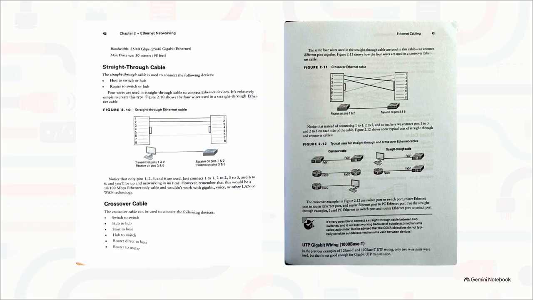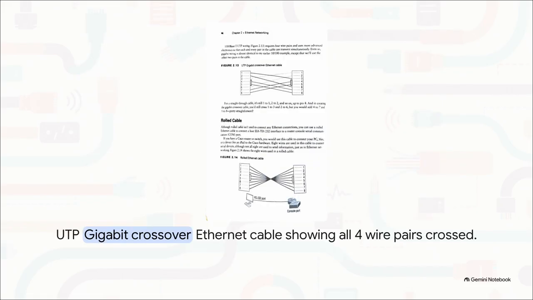Simple, right? But now look at the crossover cable on the right. Here, the transmit and receive pairs physically cross paths inside the cable. Pin 1 actually connects to pin 3, and pin 2 connects over to pin 6. And this brilliantly illustrates what happens when we demand even more speed on our networks. See, the older 10 and 100 megabit systems only needed to use 2 wire pairs.